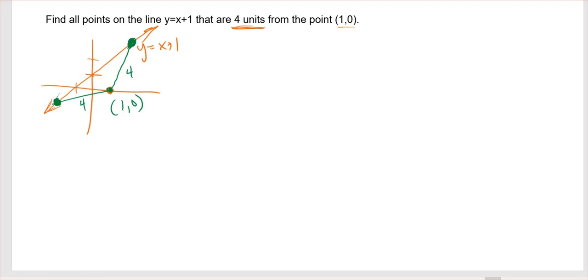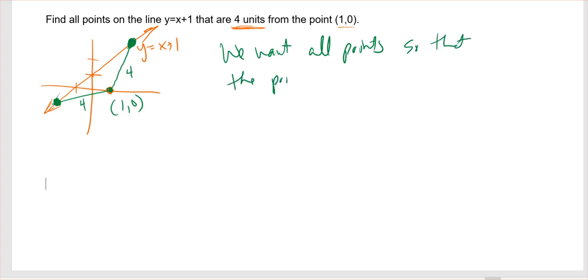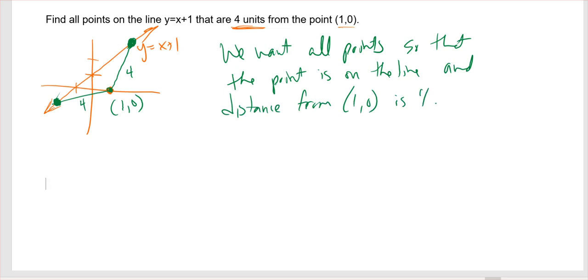So we're going to use something that we did in section 1.1, the distance formula. If I want the distance between 2 points to be 4, I know that those 2 points are going to have to satisfy that distance formula. Well, let's just write what we want. We want all points so that the point is on the line, and the distance from (1, 0) is 4.